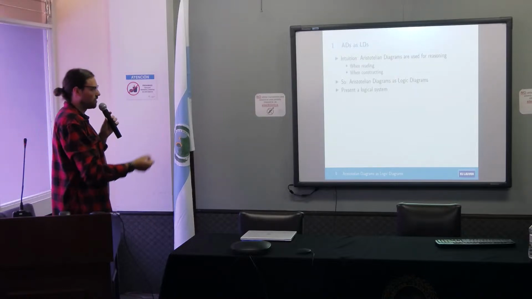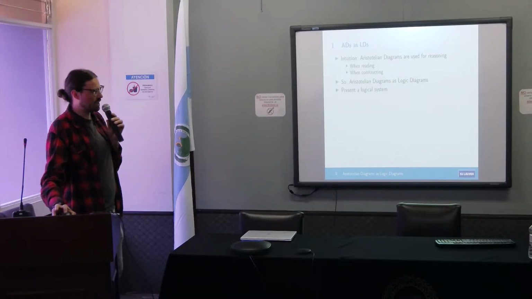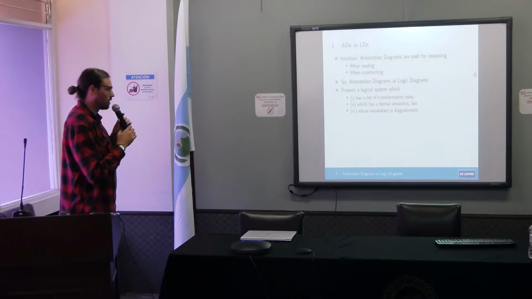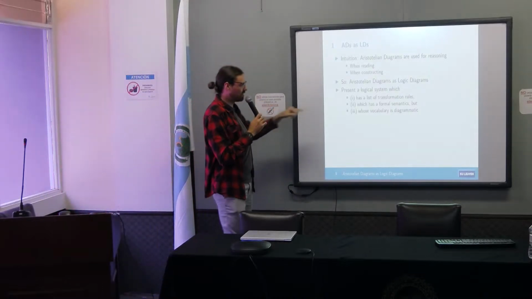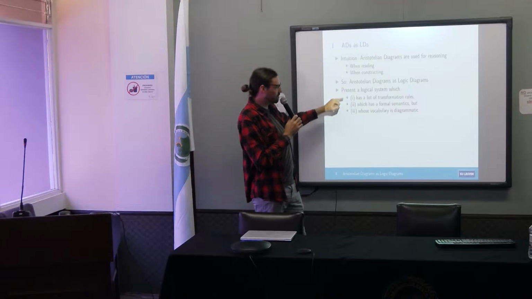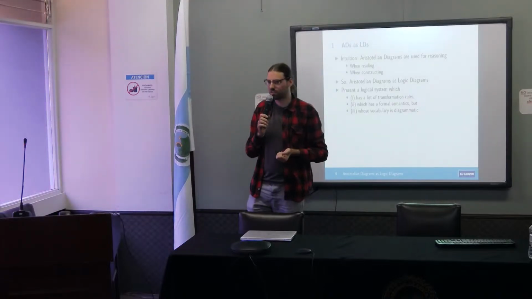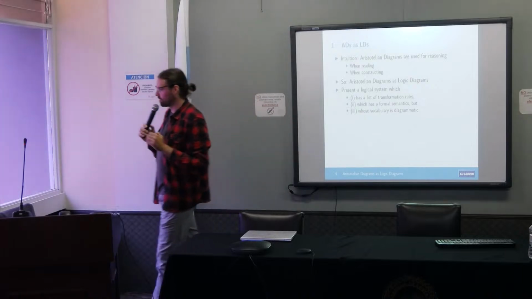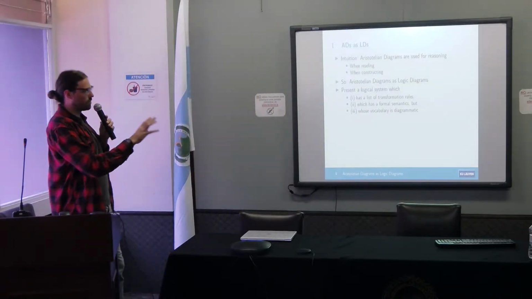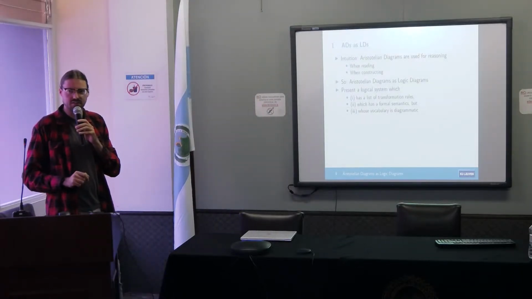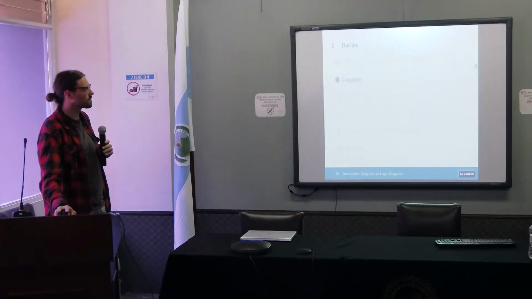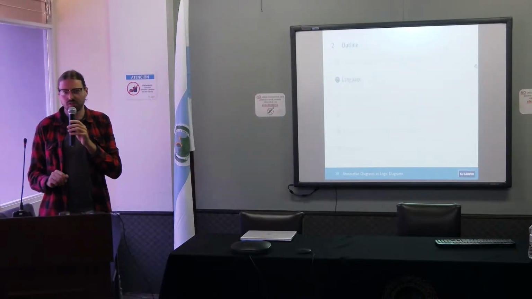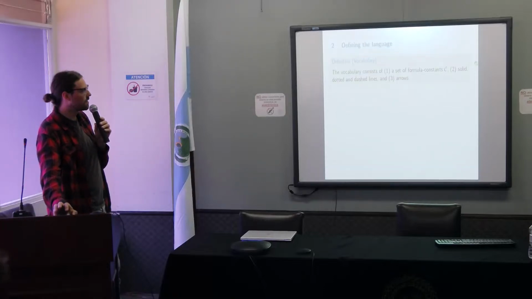So I'll present a logical system based on Aristotelian diagrams. So a logical system which, according to this definition of Montagne and Shin, has a list of transformation rules, has a form of semantics, and has a diagrammatic vocabulary. Right? So the well-formed formulas of this logic will be Aristotelian diagrams. So first, going towards the language.